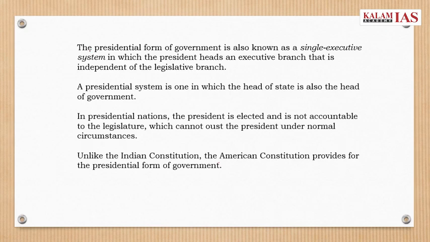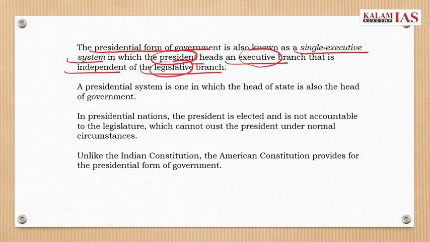Okay, so the presidential form of government is also known as the single executive system because the president heads an executive branch that is independent of the legislative branch. That means there is a strict separation of power between the executive and the legislature. And the executive is not accountable to the legislature, unlike the parliamentary system.